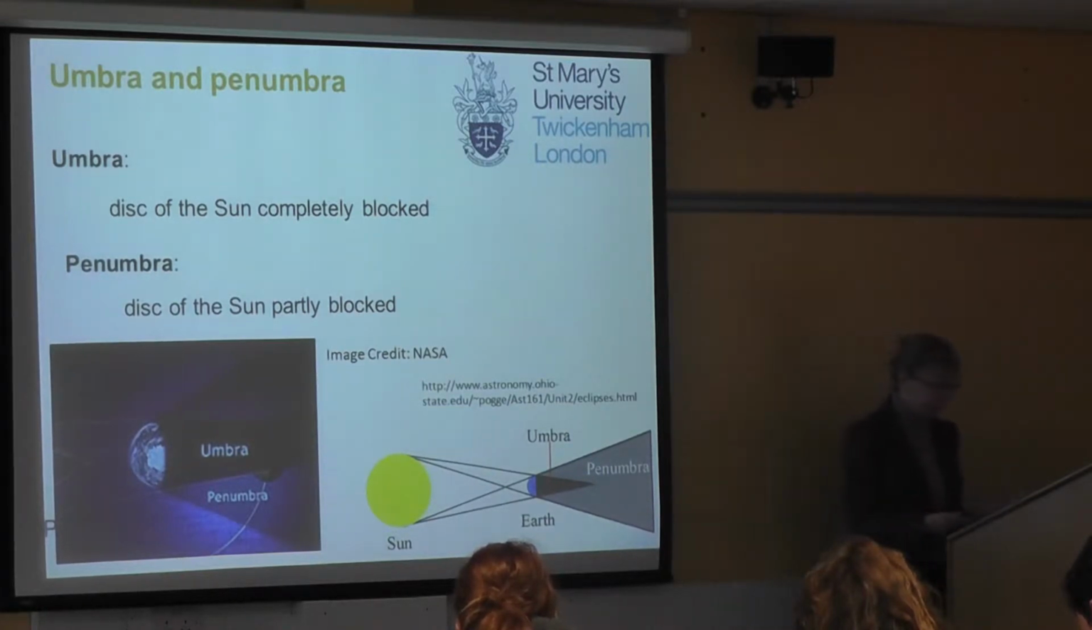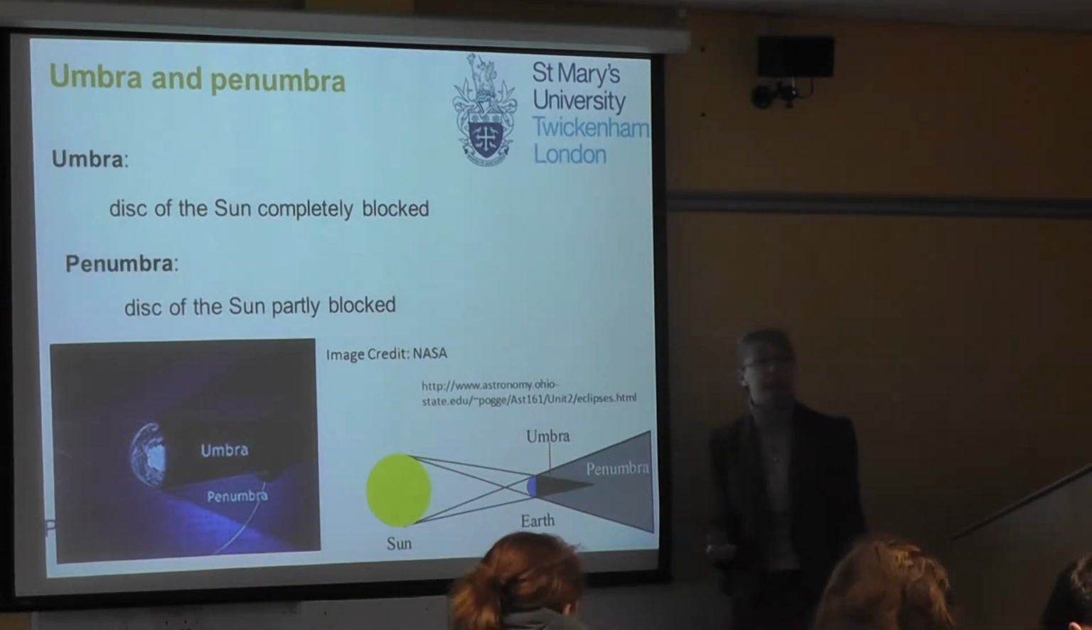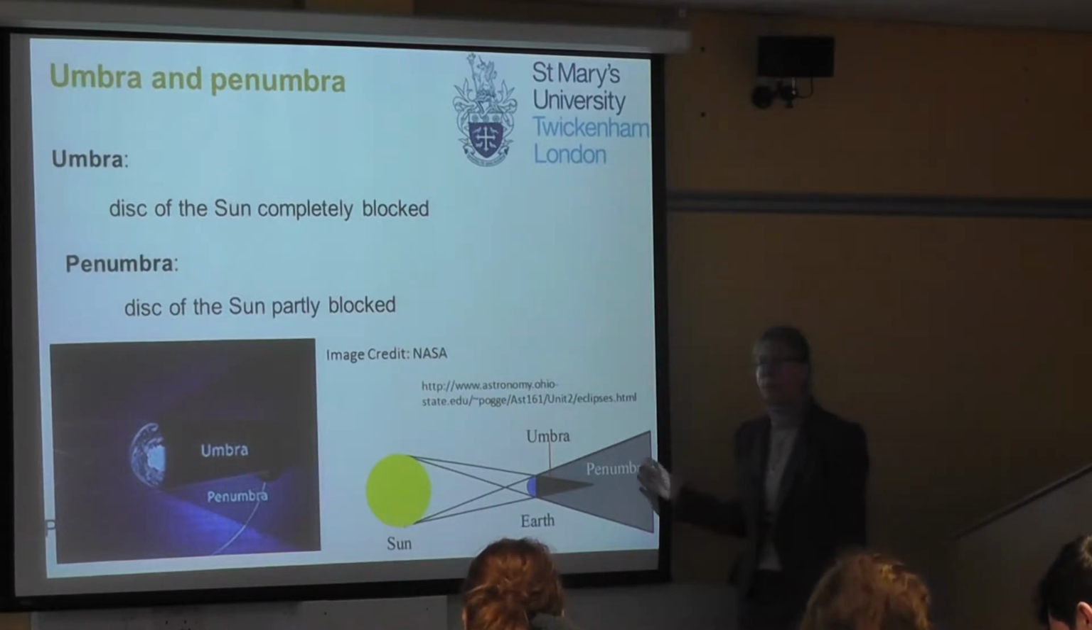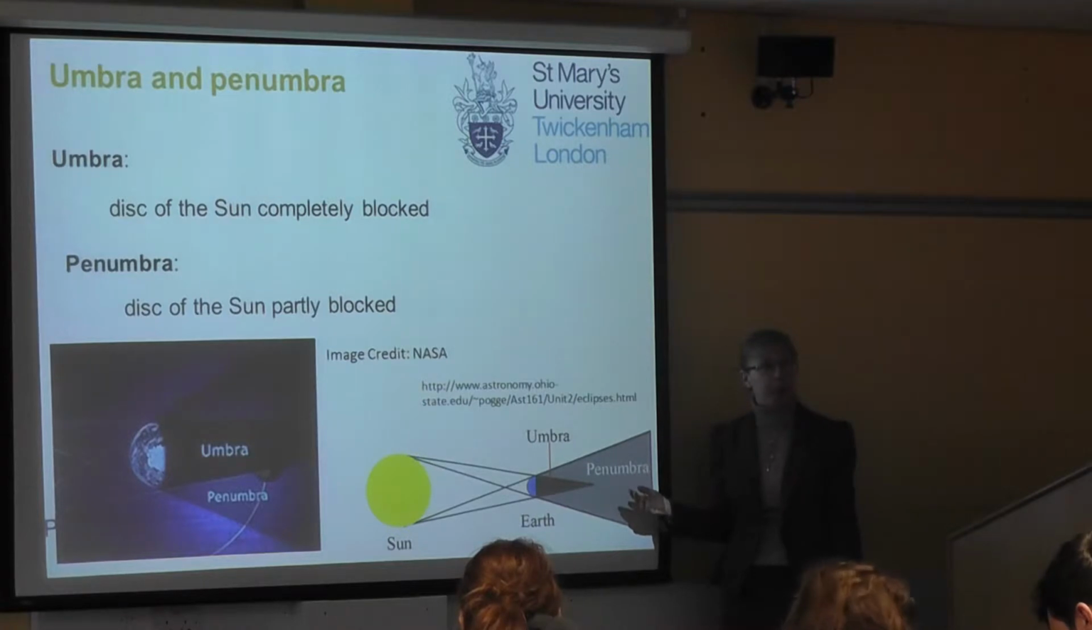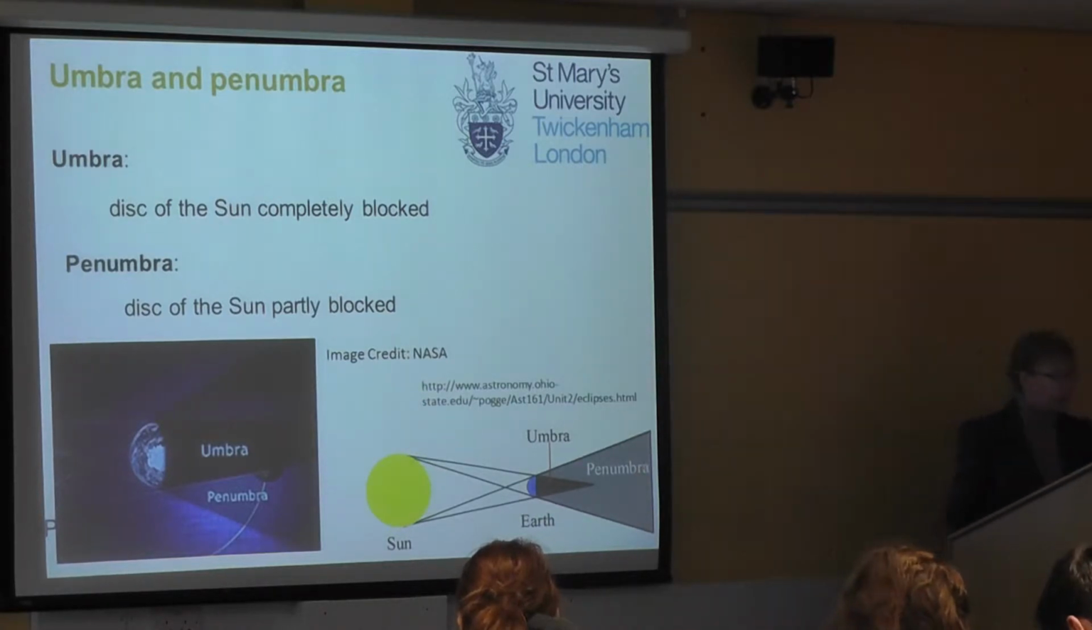So now, as you can see, the penumbra is much larger than the umbra, so it's much easier to see a partial eclipse rather than a total eclipse. To see a total eclipse is quite a rare event. It can probably happen a couple of times in a human being's life, not more than that. To see a partial one is more common.